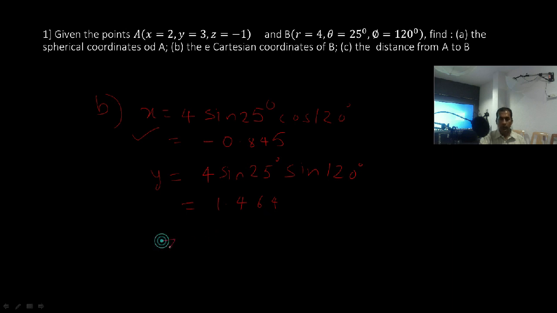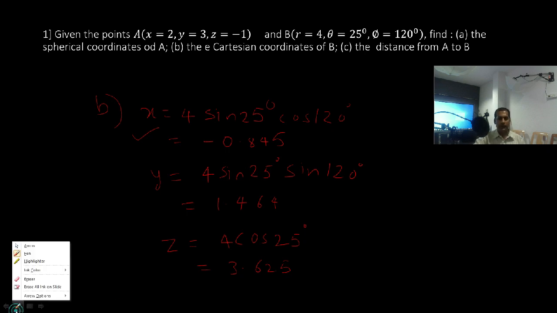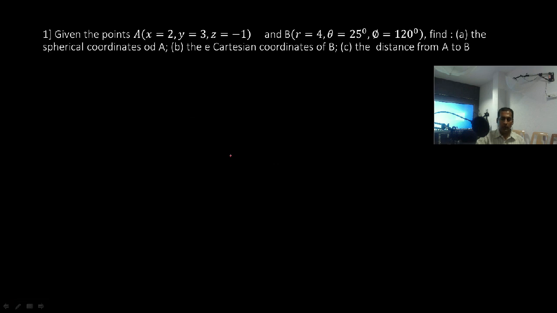Now the third one, to calculate z. Calculating z is even simpler. We'll take 4 cos 25 degrees. That's it. So after calculating this we'll get z equal to 3.625. Now this is the answer for part B. Now let us see part C.